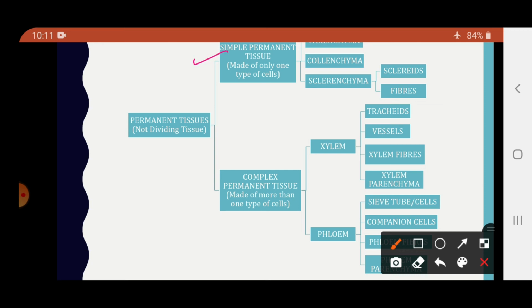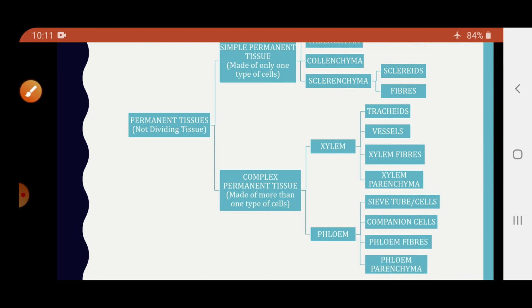Simple permanent tissues, which are made up of only one type of cell, and complex tissues, which are made up of more than one type of cell. Now simple permanent tissues are further divided into three categories. See students, this is not legible, I will write it. It is parenchyma, then second one is collenchyma, and thirdly sclerenchyma.